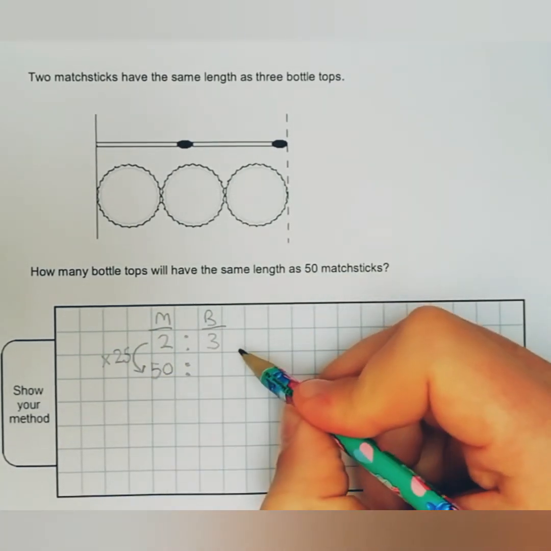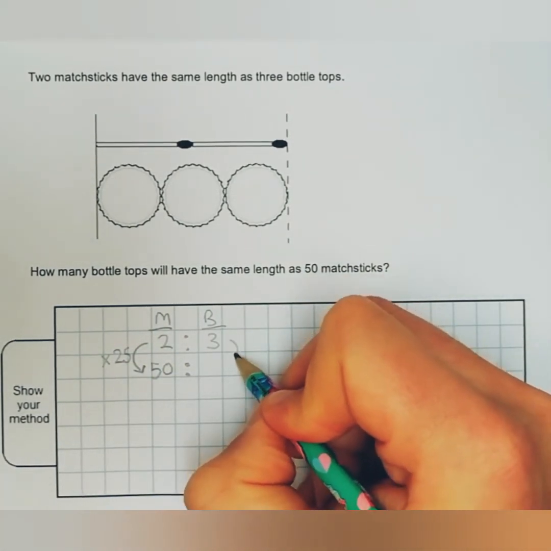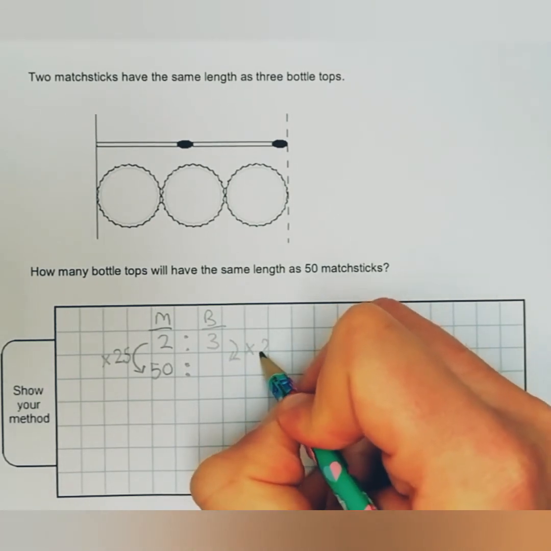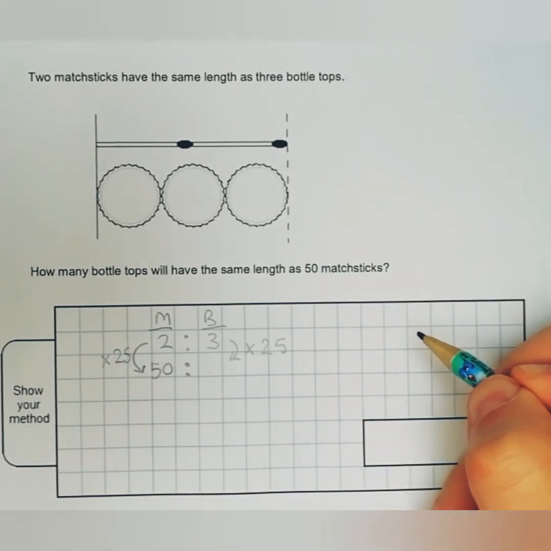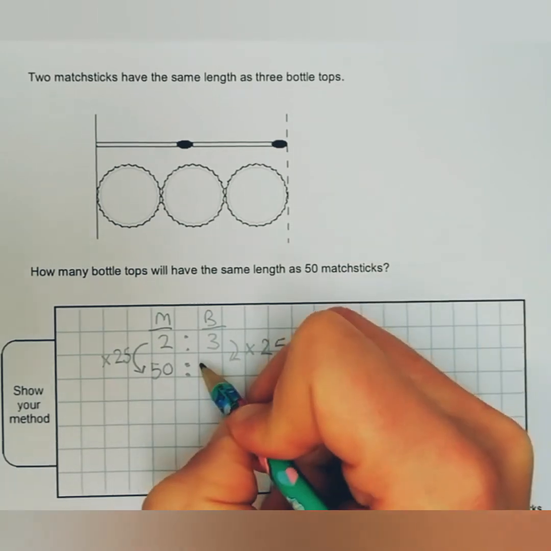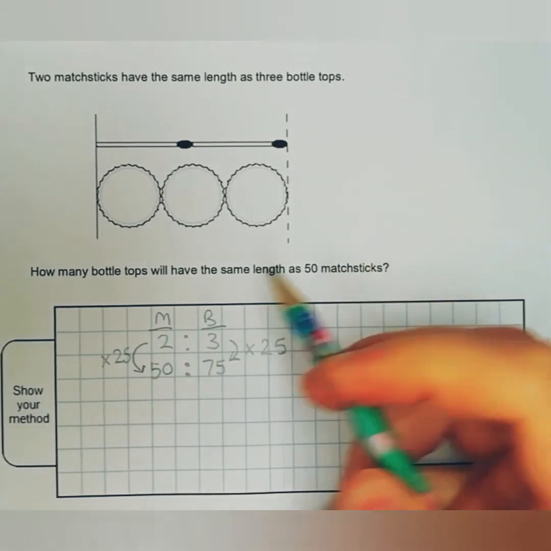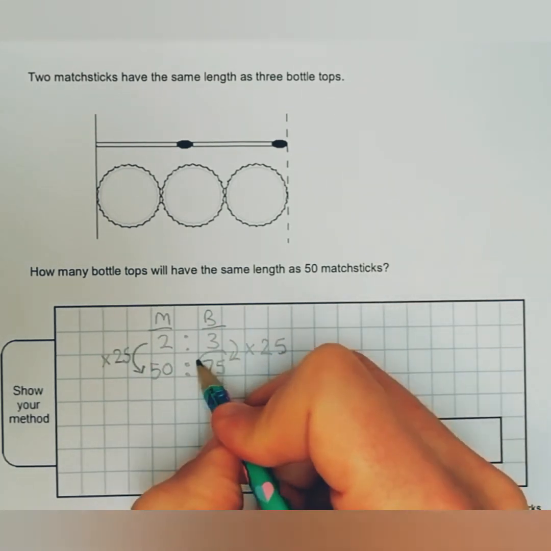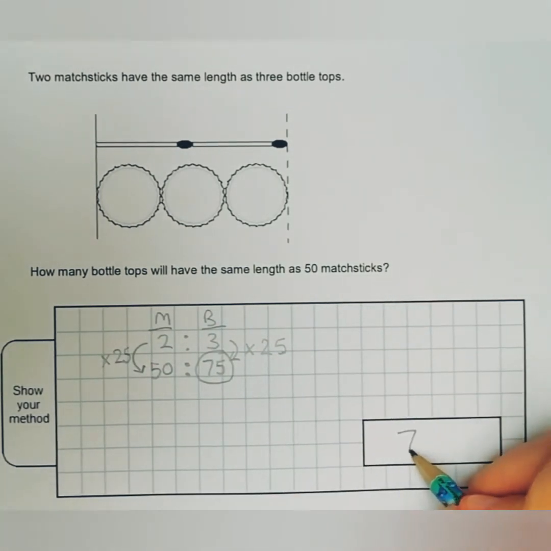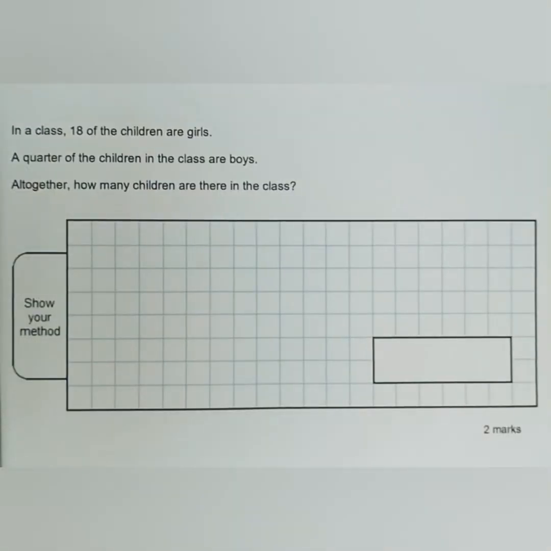So again, I'm going to do the same thing to my amount of bottle tops. I'm going to do 3 lots of 25. 25, 50, 75. 3 lots of 25 is 75. So how many bottle tops? That's this number, 75.